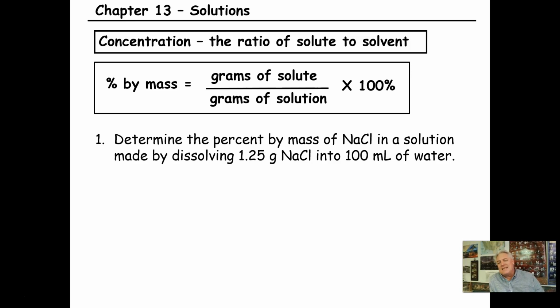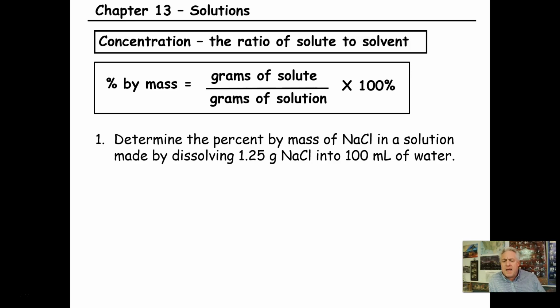The first one is percent by mass, and there's a formula for that, and we'll give you these formulas right on the test as well. To calculate this, we will take the grams of the solute, the stuff being dissolved, divided by the grams of the solution, and then times 100 makes it a percent. Let's look at a couple examples.